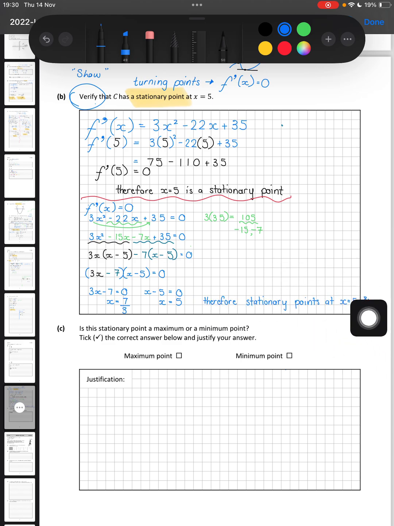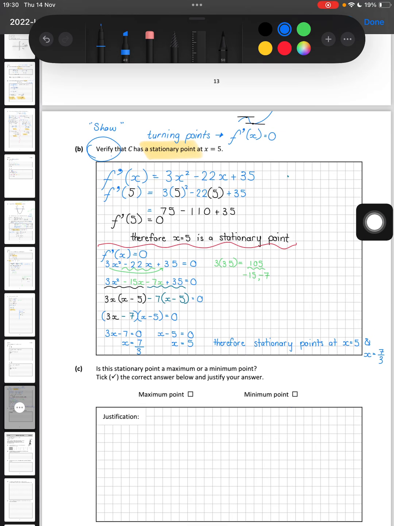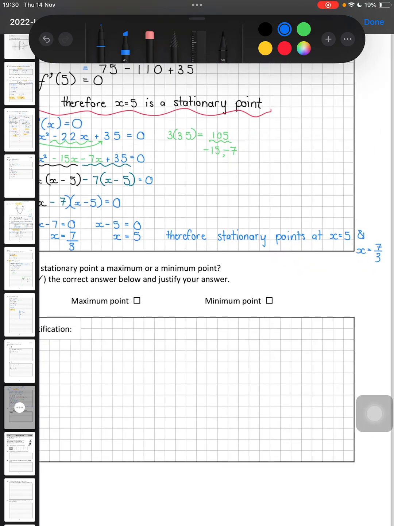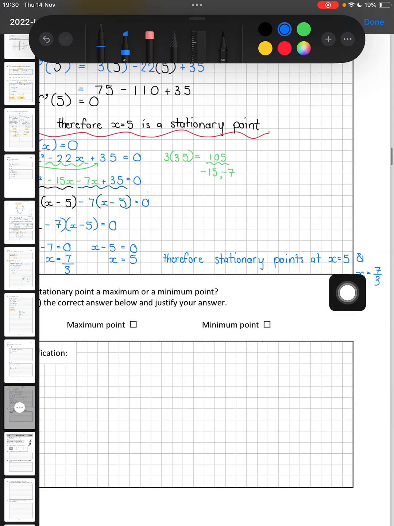They're both turning points. One of them is the maximum turning point. Okay, look up here. One of them is a max turning point and one is a min turning point. So we need to figure out which one is which. To do that, we're going to find their matching y coordinates. So go back. How do we get a matching y coordinate?